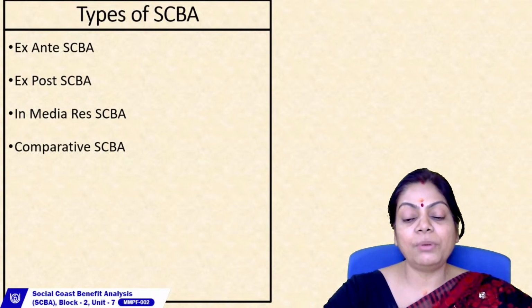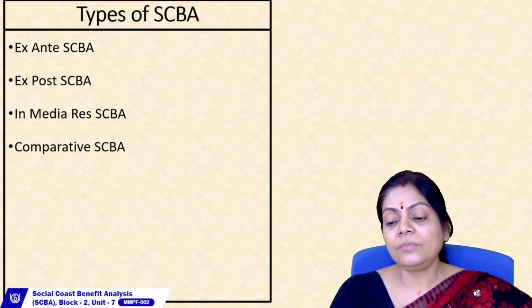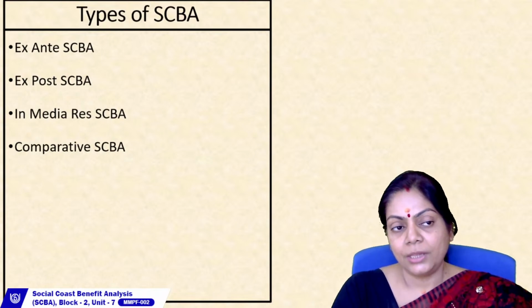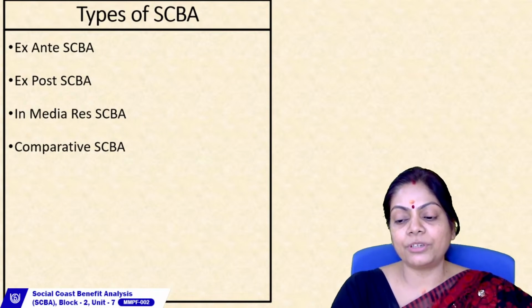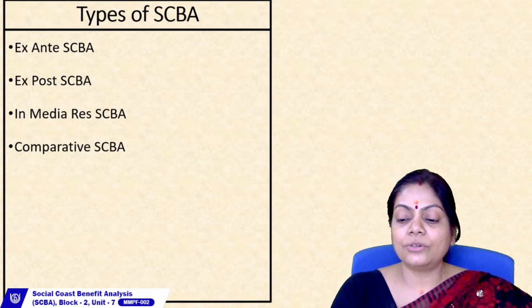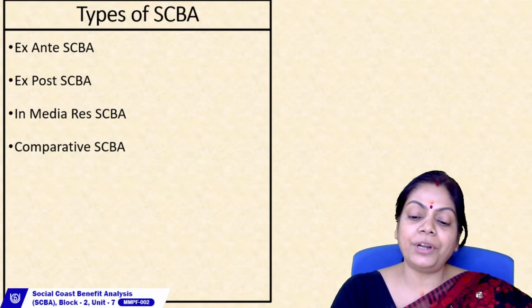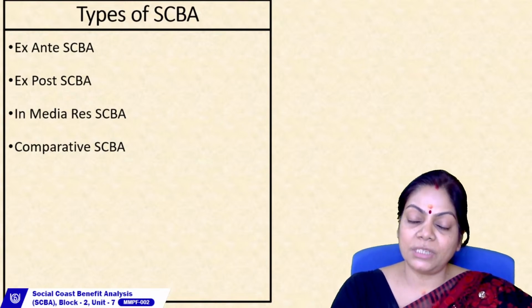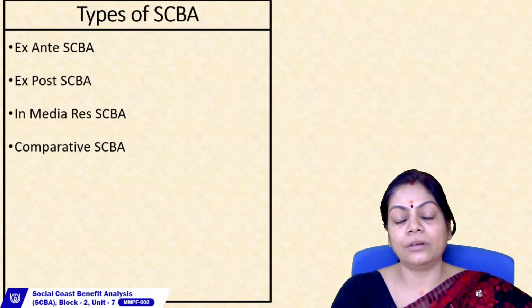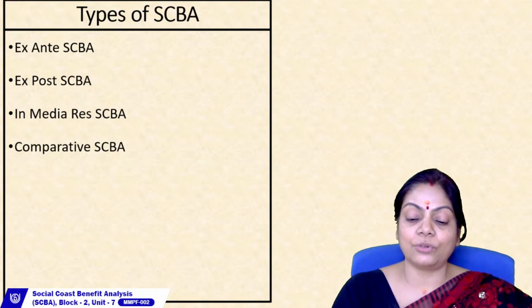You can have the comparative SCBA. In comparative SCBA, it compares the findings of the ex ante along with the ex post, or the previous three. It can make a comparison of the previous three. Why do you do it? You do it mainly for the purpose of evaluating the efficiency. You can also pinpoint the accuracy of the various assumptions by this comparative SCBA. So you can use that comparative analysis to decide on the allocation of resources.